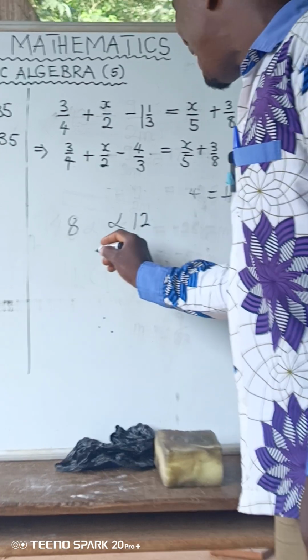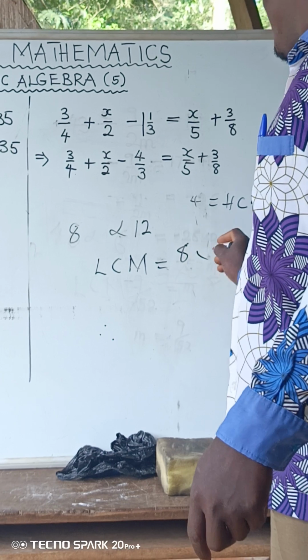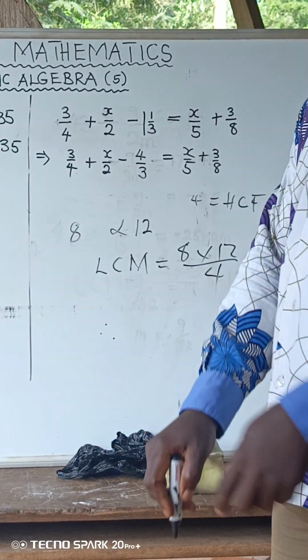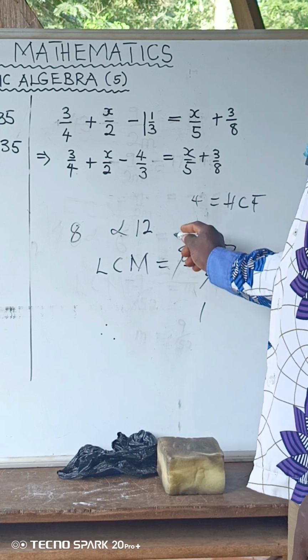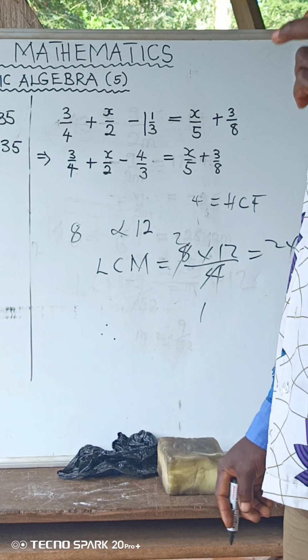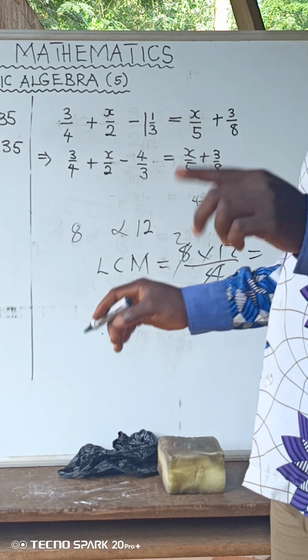Okay, so your LCM will be multiply the 8 and the 12, and whatever number you get, divide by the highest common factor, 4. Once you do that, even with cancellation, 4 here goes once, 4 here goes 2, 2 times 12 is 24. 24 is the number which both 8 and 12 can divide easily without remainder. That's the LCM of them.